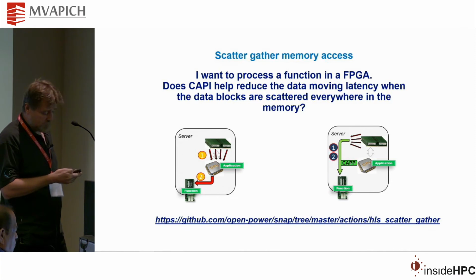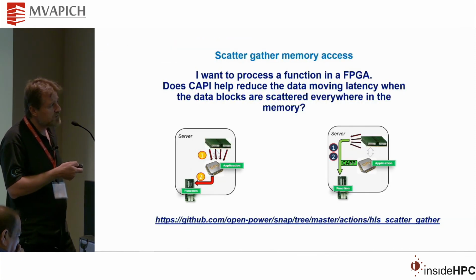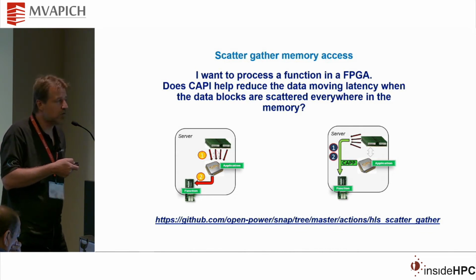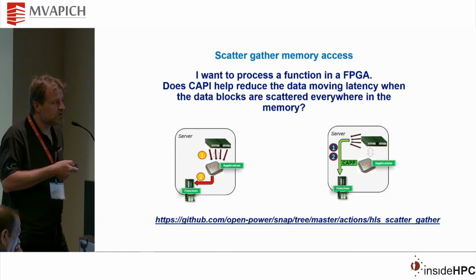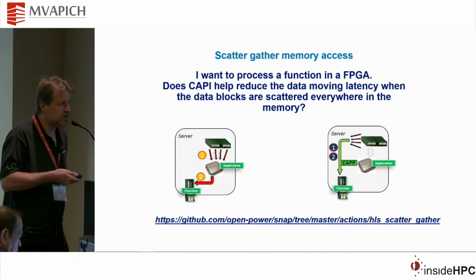So the first thing that we can consider is the traditional way. The CPU is collecting all the pieces of memory and putting them into the FPGA for treatment. The other way is the FPGA is collecting each part of the memory and collects directly here. So we'll see the difference.